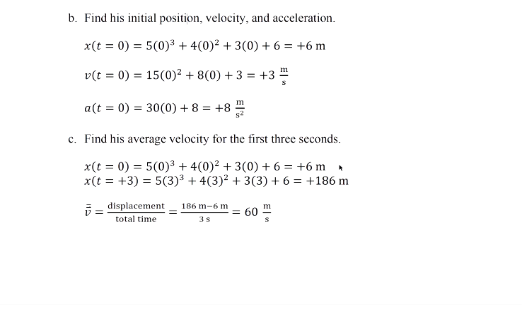Part C, find his average velocity for the first 3 seconds. So average velocity is total displacement over total time. So we use this equation. I apologize, it's not total displacement, it's change in displacement. It's x final minus x initial. So the numerator here is x final minus x initial.